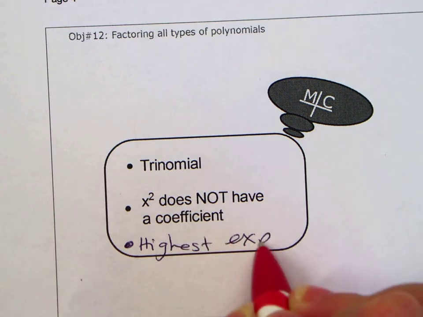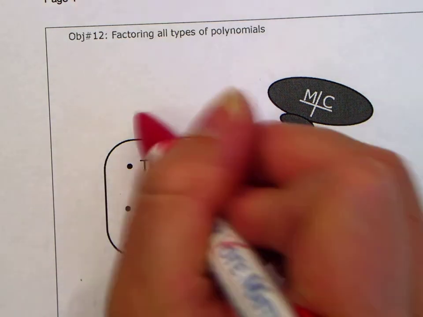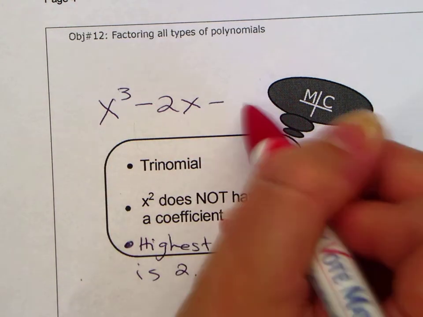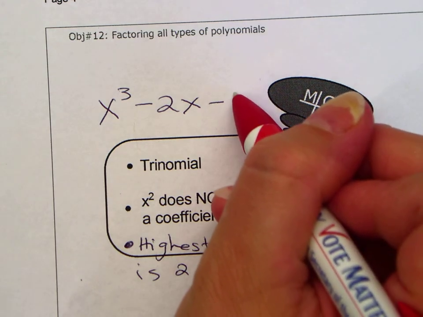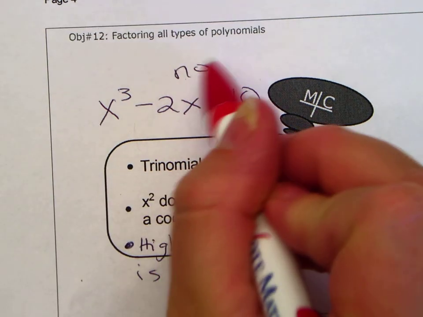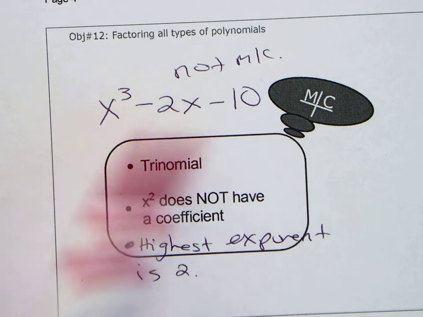is 2. If you have x to the third minus 2x minus 10, that's not an MC chart. This is not MC. All right? Because there's that 3 there, you can't do it. It doesn't work. Okay? All right. Next one.